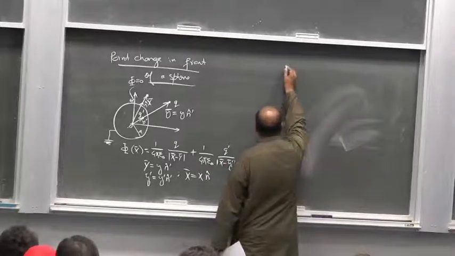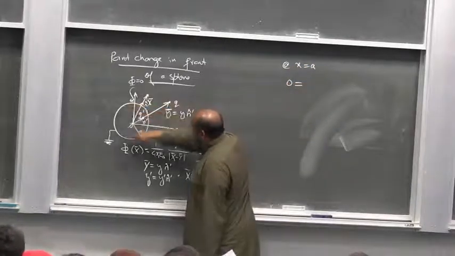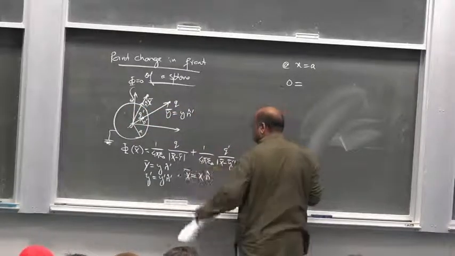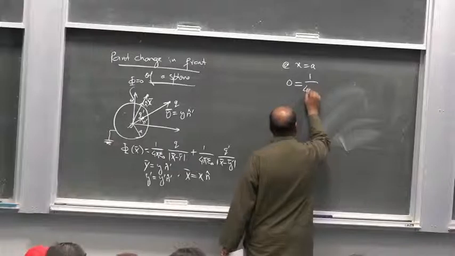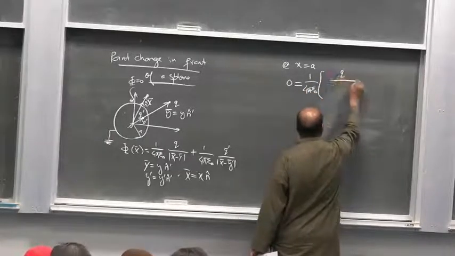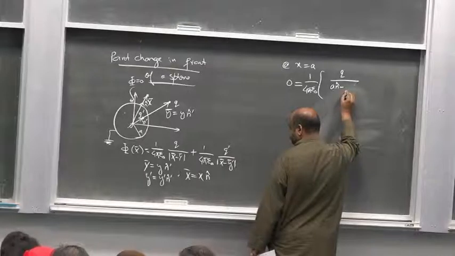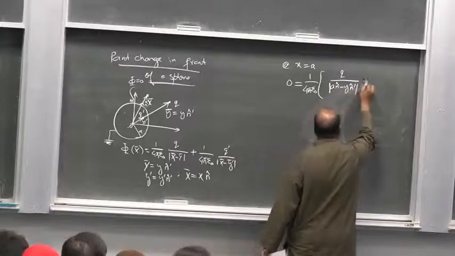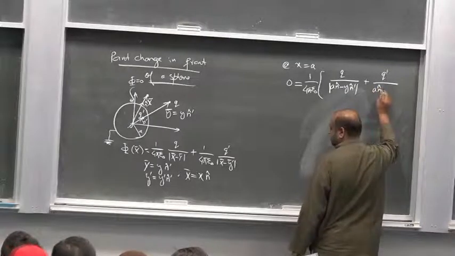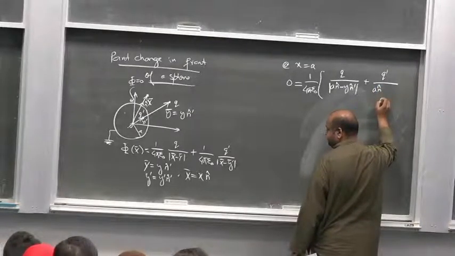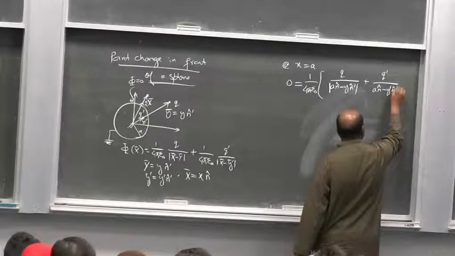So the boundary condition is this, that at x is equal to A, the potential must be 0. This is the boundary condition. At the surface of the sphere, potential is 0. So let's substitute x is equal to A. So we get 1 over 4 pi epsilon naught, Q over A n hat minus y n hat prime, plus Q prime over A n hat minus y prime n hat prime.